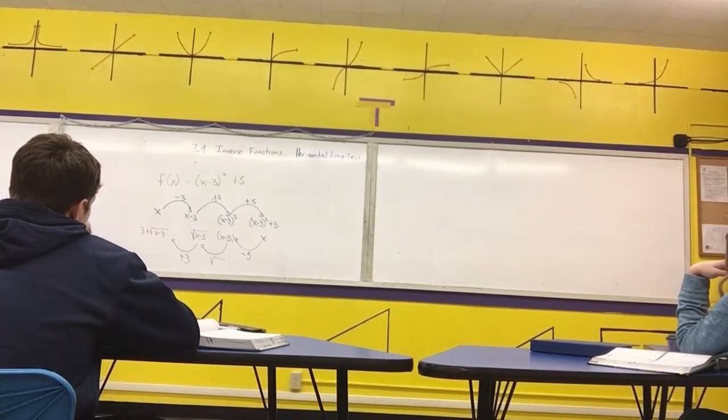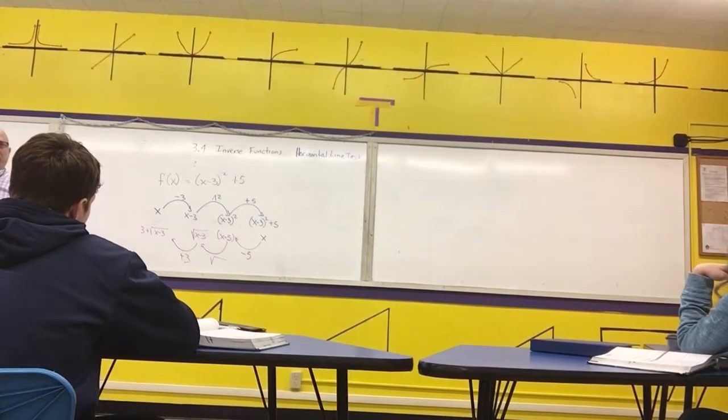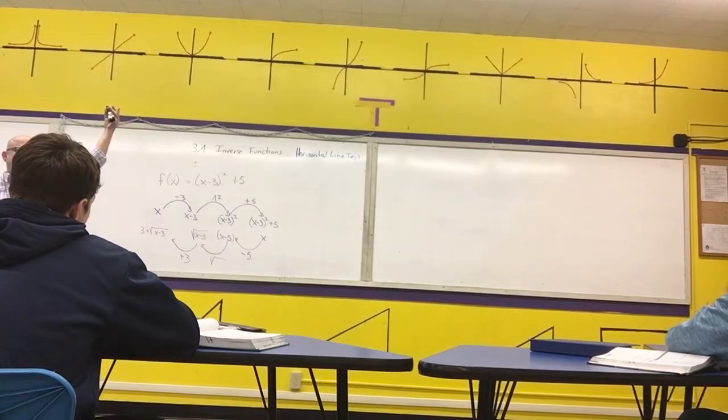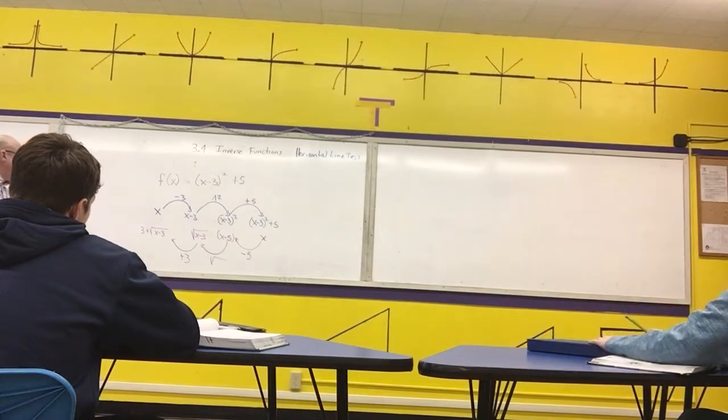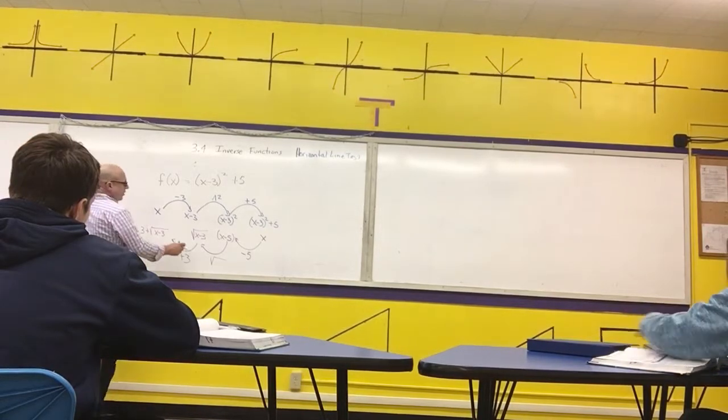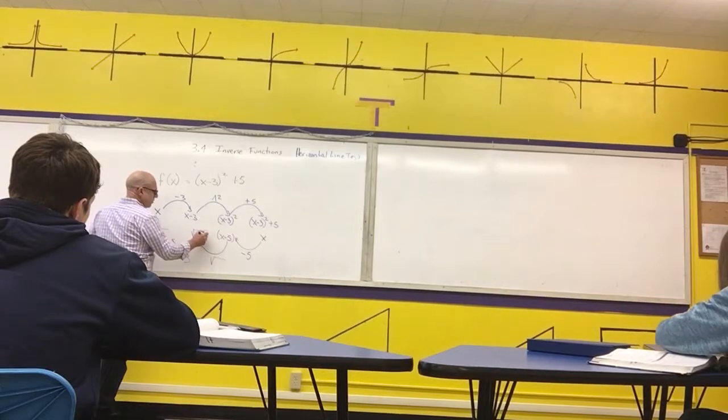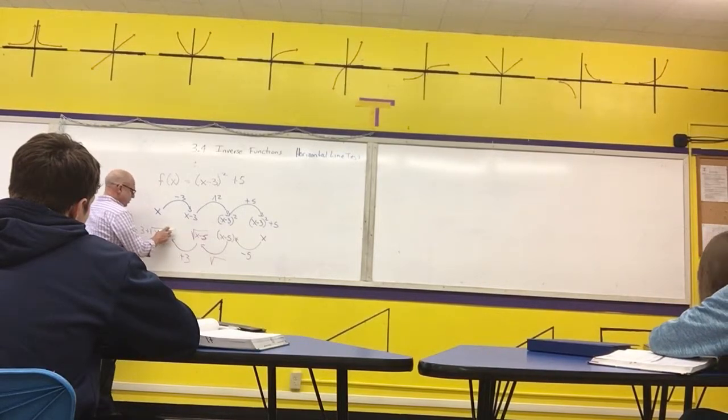Again, I'm going to have to put a restriction on my original function because that's a parabola and that fails the horizontal line test. So if I say that only the right-hand branch, that would be the inverse of the right-hand branch. Isn't it supposed to be x minus 5? Yes. Thank you. I saw the 3 here. Yeah.